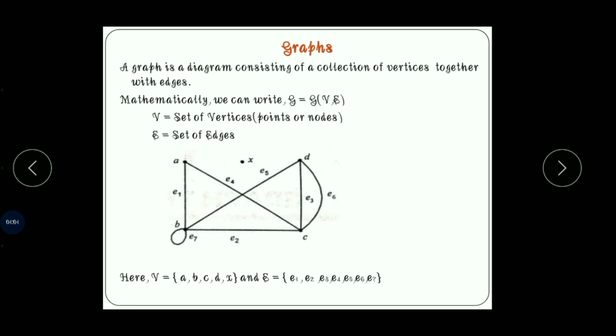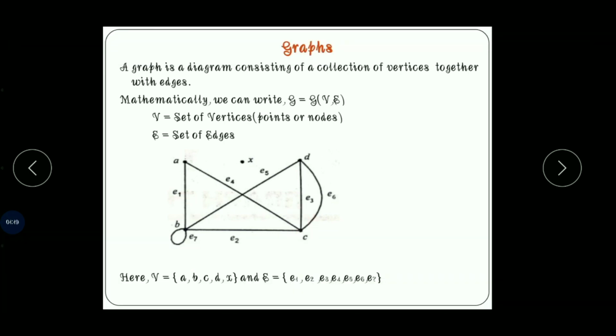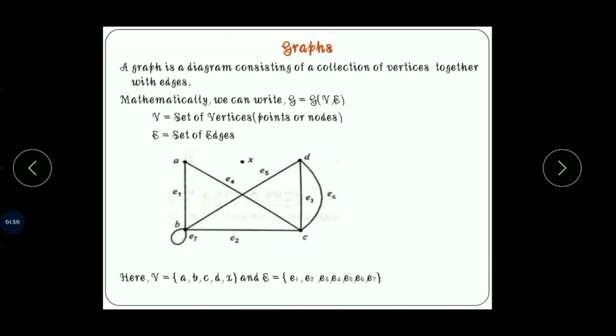Okay, and the graph is mathematically written as G equal to (V, E), where V is the set of vertices and E is the set of edges. Like see in this example, here you can see there are some points A, B, C, D, X. There are 5 points. So these points are what? These points are vertices. So the set of vertices is A, B, C, D and X.